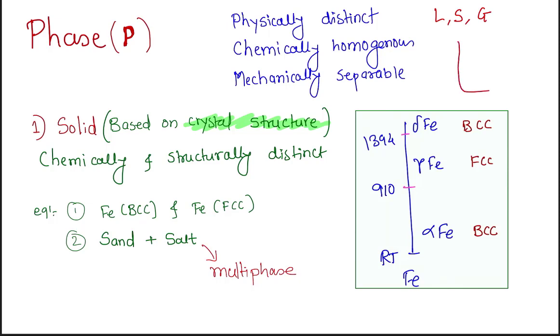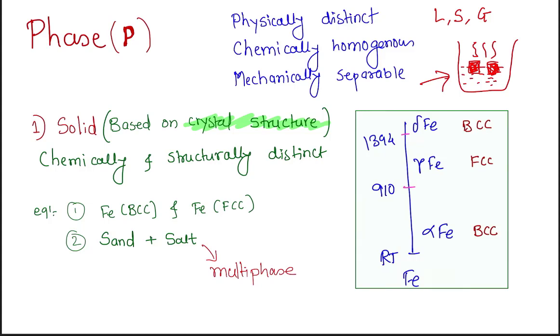For example, if I take a beaker and we have water in that beaker, we also have ice cubes in the beaker, and there are some vapors also. So these three, that is solid, liquid and gas, are physically distinct in this case. We can easily find out which is the vapor, which is the gas, which is solid and which is liquid.